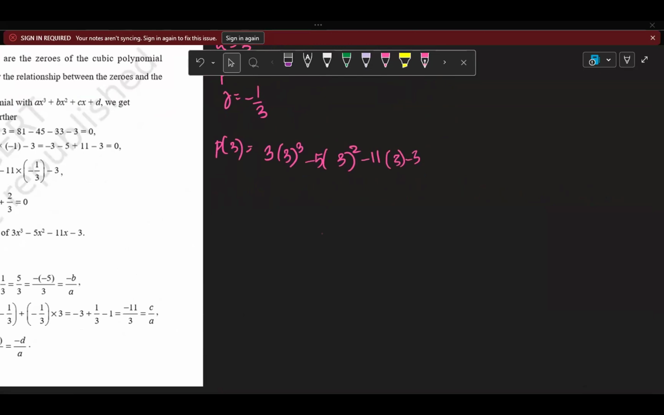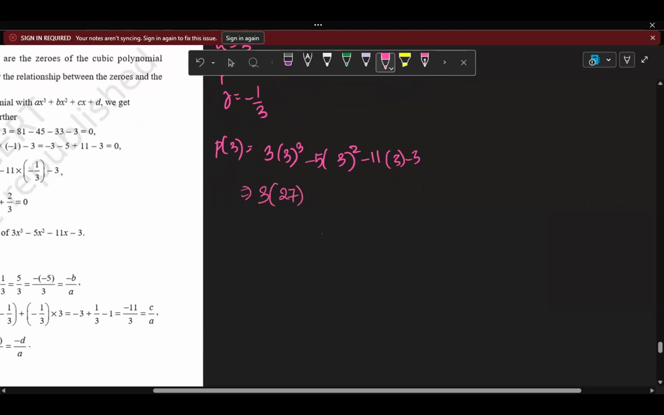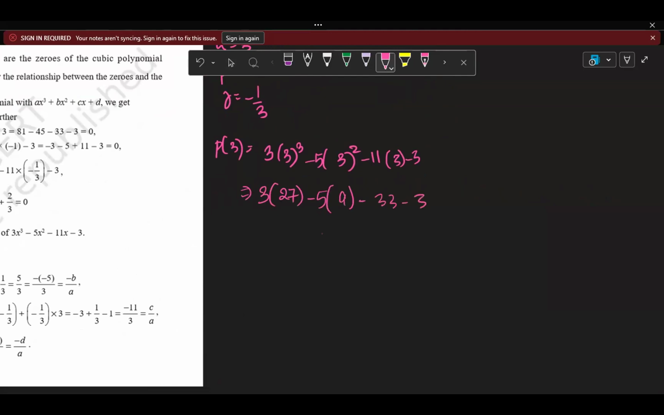So I was checking for the first value, P of 3. So 3 cube is 27, minus 5 times 3 square, which is 9, minus 33, minus 3. Right, children? I've just cubed and squared 3 wherever it was necessary. Now you will just multiply 3 with 27, that is 81, minus 45, minus 36. You're getting 81 minus 45 and plus 36 is also 81 only. And 81 minus 81 is 0.